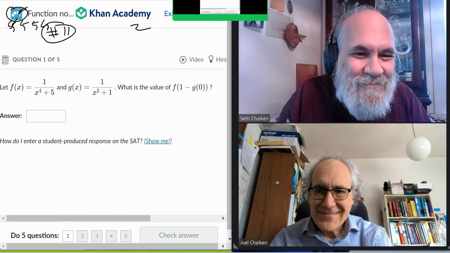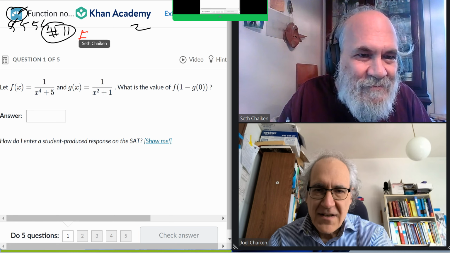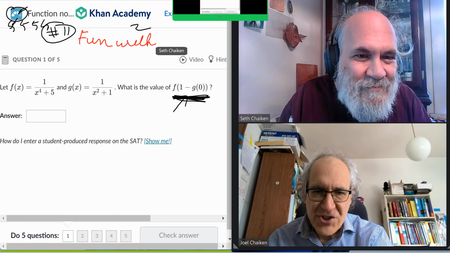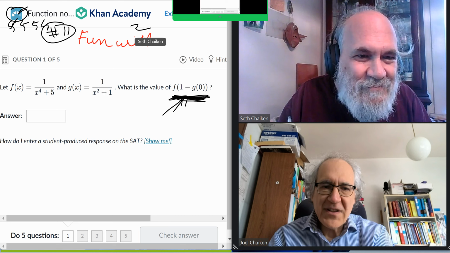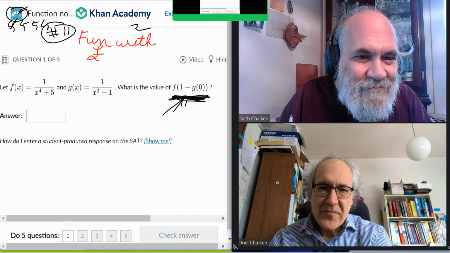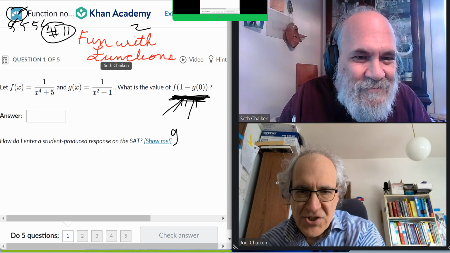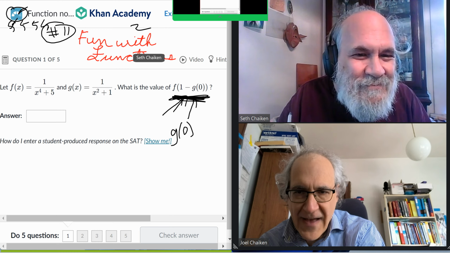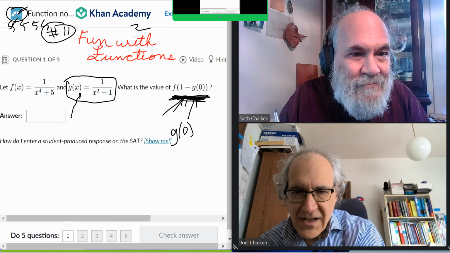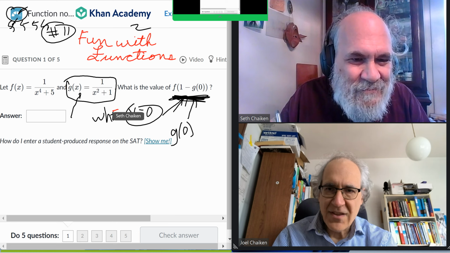So this is function notation. You have to know what this means. This is really knowing how to interpret the symbols. It's really just a question of knowing what the symbols mean. In function notation, as an example, g of 0 means evaluate the function g of x when x is equal to 0. That's all it means. That's the only thing the notation means.